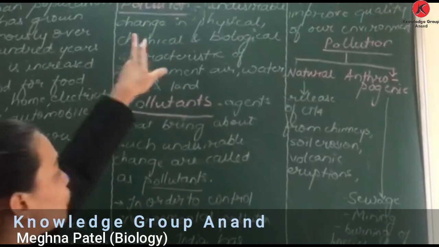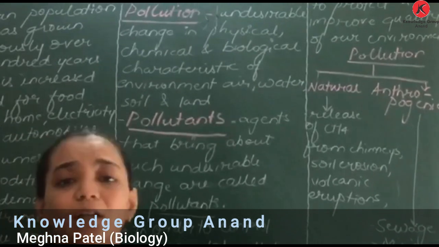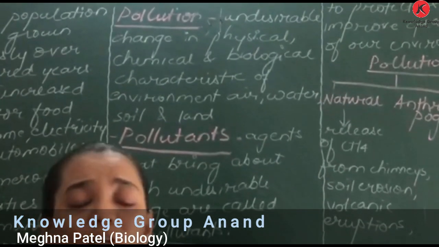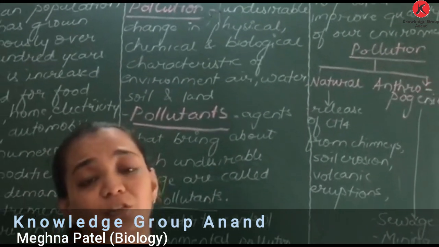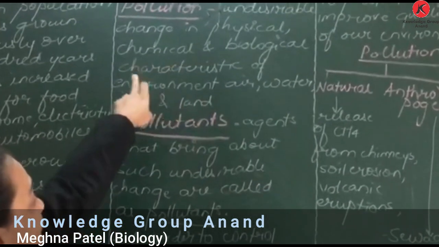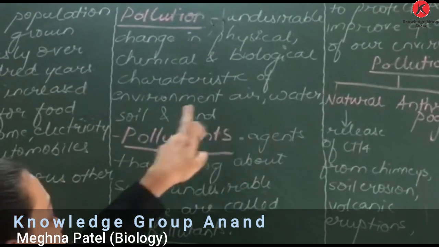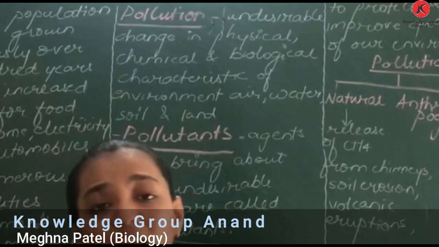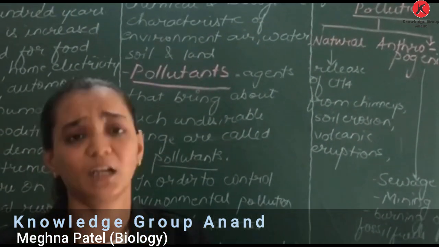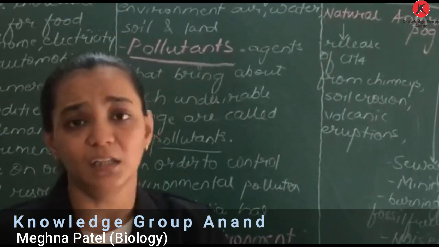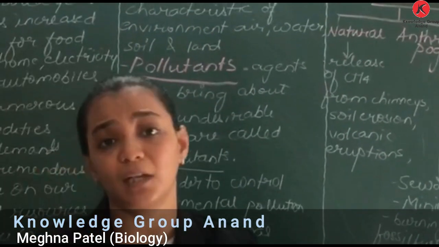So here, what is pollution? First of all, we need to understand what pollution means. Pollution is an undesirable change, an undesired change that is occurring in the physical, chemical and biological characters of the environment: air, water, soil or you can say land. So there is an undesirable change happening. Whether that undesirable change is physical, it can even be biological, it can even be a chemical change.